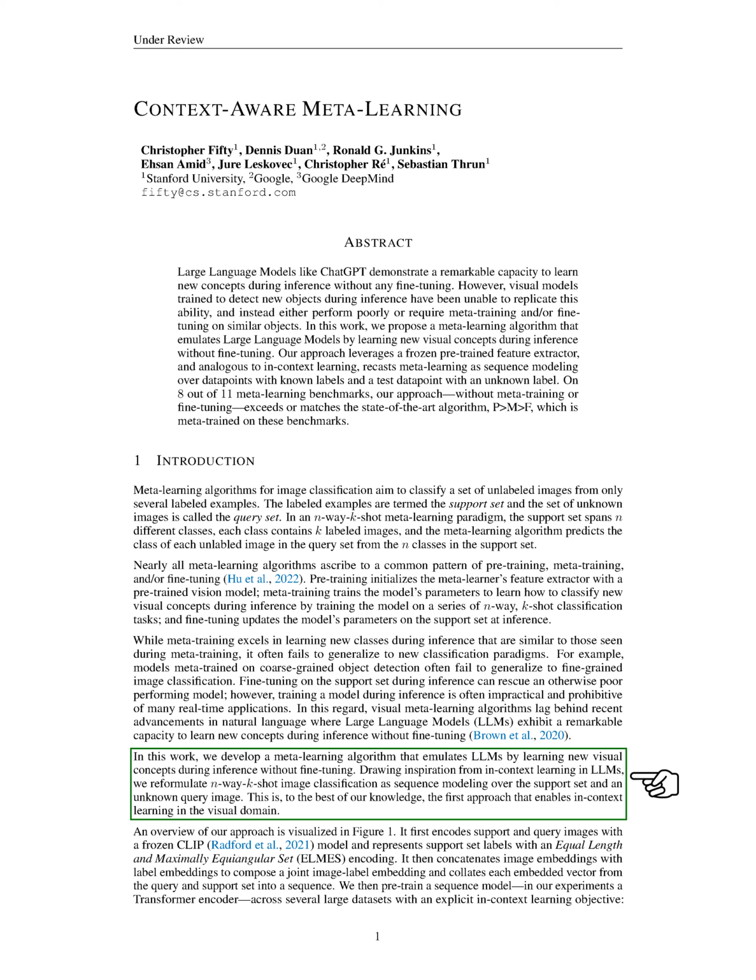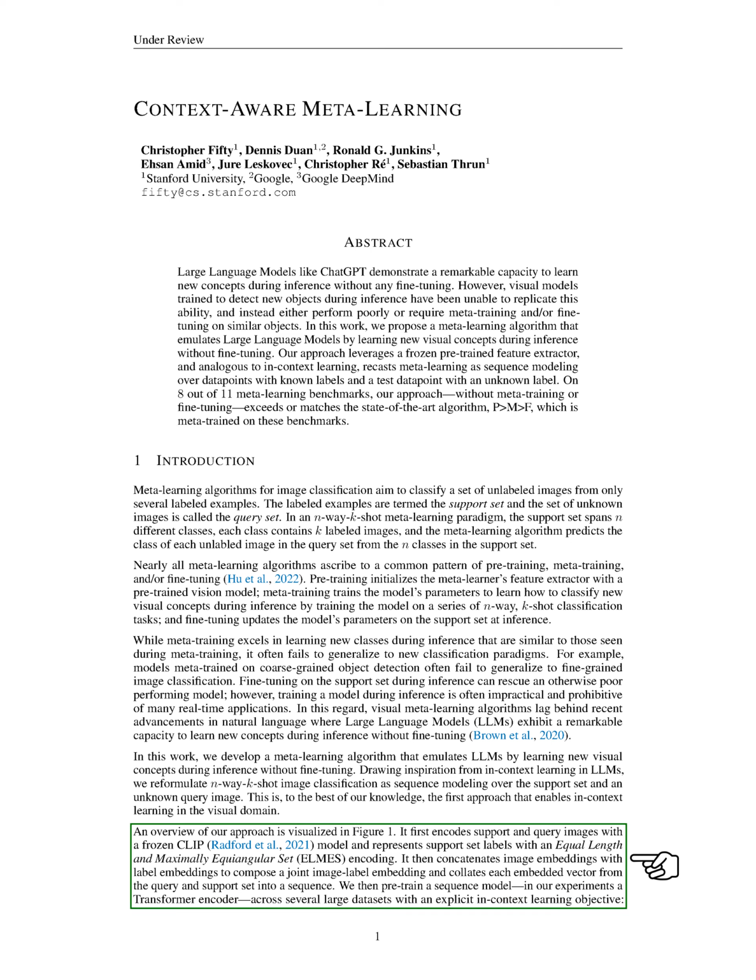We draw inspiration from in-context learning in LLMs and reformulate n-way k-shot image classification as sequence modeling over the support set and an unknown query image. To our knowledge, this is the first approach that enables in-context learning in the visual domain. Our approach first encodes support and query images with a frozen CLIP model and represents support set labels with an equal length and maximally equiangular set, ELMES, encoding.